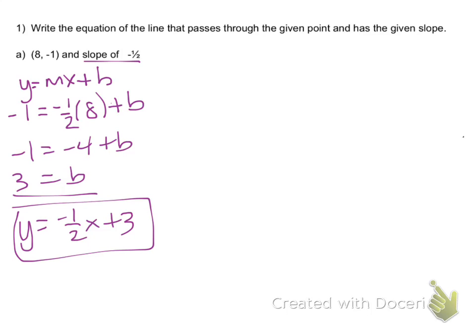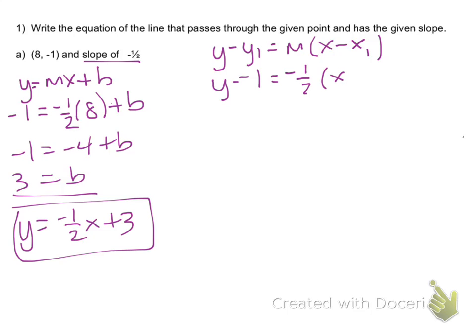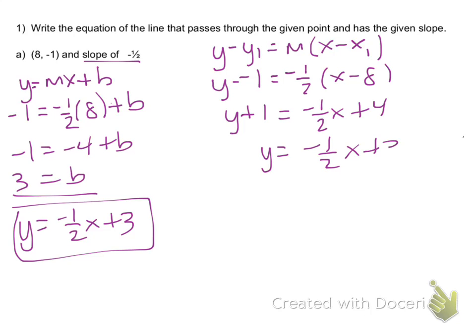The other method is using point-slope form, so y minus the y-coordinate equals m times x minus the x-coordinate, and again y minus -1 equals -1/2 times x minus 8. When I distribute, the double negative is positive, -1/2 x plus 4. Subtracting the 1 from both sides, I get y equals -1/2 x plus 3. So both methods obviously result in the same equation.